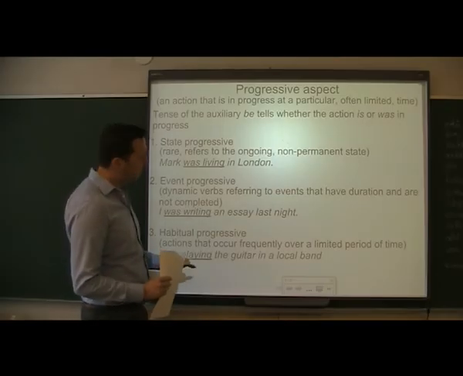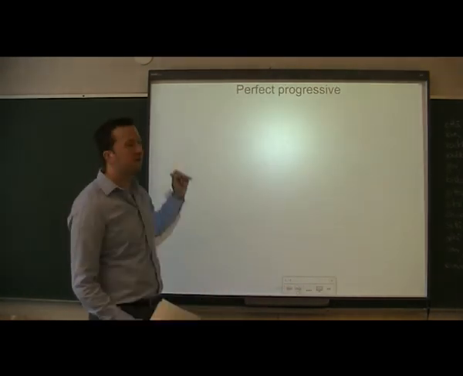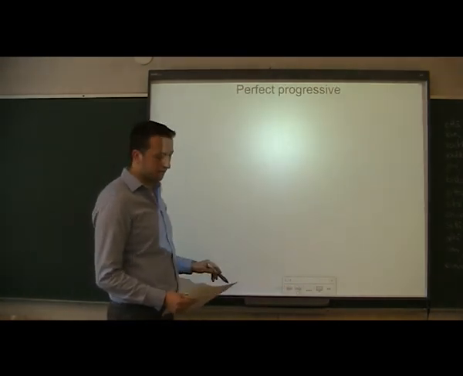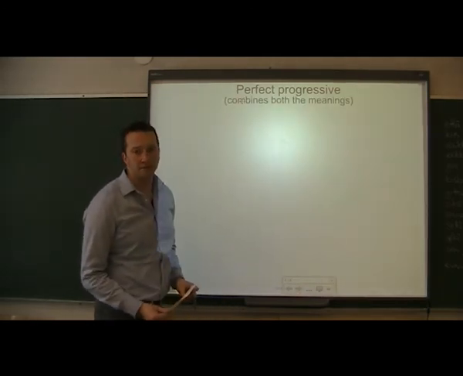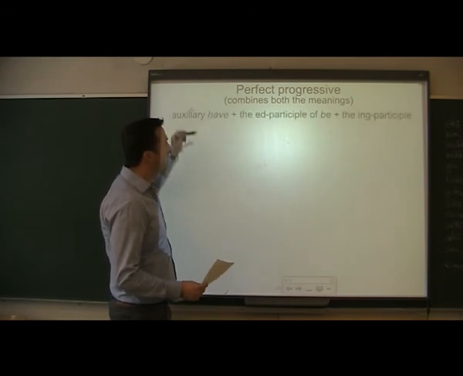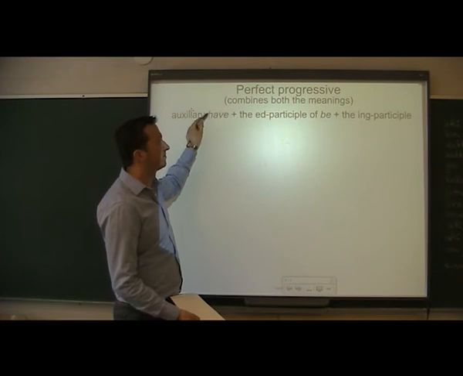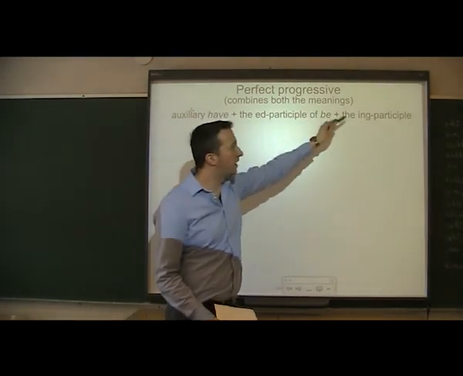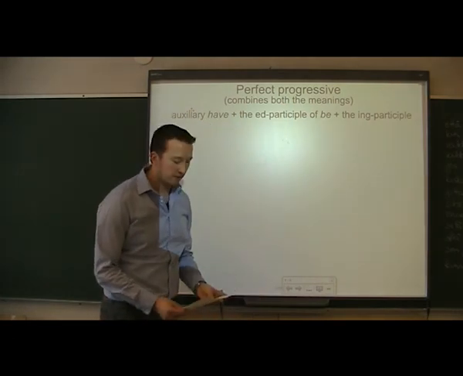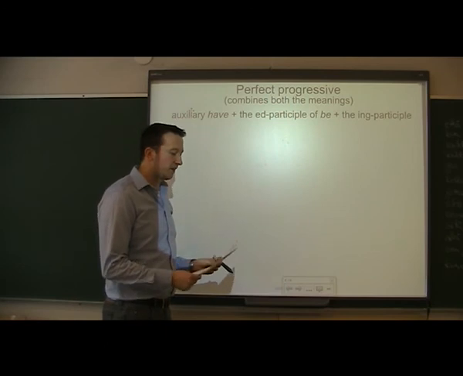Okay, now both of these aspects can combine. So we can have perfect progressive. It combines both the meanings and both the forms. So we need to have the auxiliary have and the -ed participle of the auxiliary be, and then the -ing participle of the main verb. We'll have a few examples in a minute so you get the hang of it.